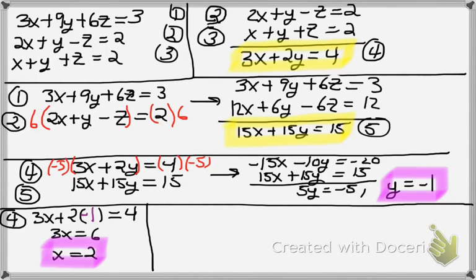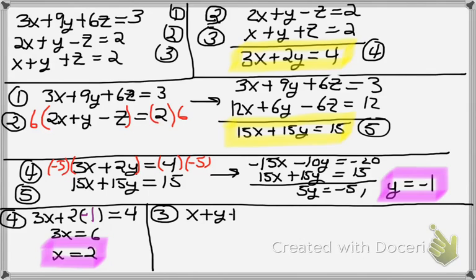Now I have options. I can plug x and y into equations 1, 2, or 3 and solve for the remaining variable, which is z. Again, we're trying to go for the path of least resistance, and equation 3 looks the easiest. So I'm going to write down equation 3.